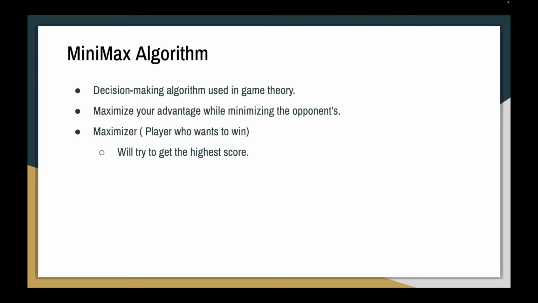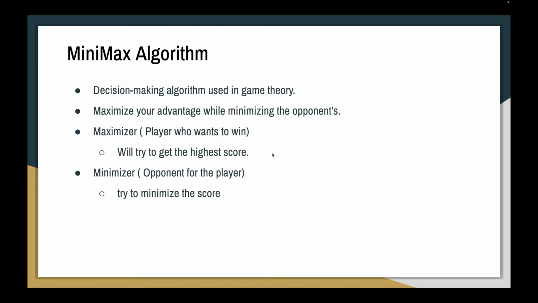It assumes that both you and your opponent play optimally. If you are a maximizer, you try to get the highest score. If you are a minimizer, then you will try to minimize your score.